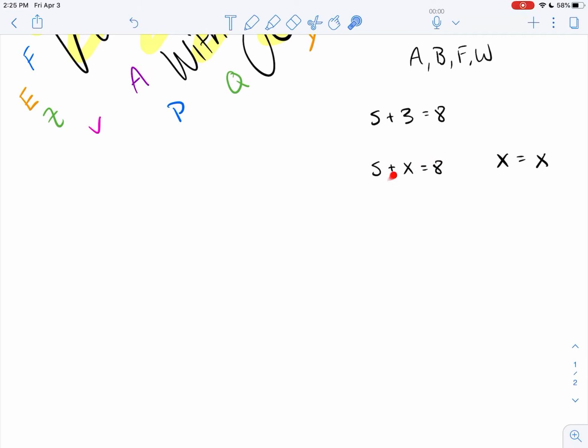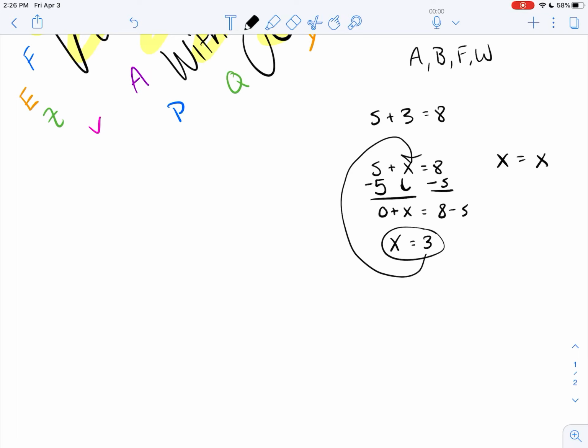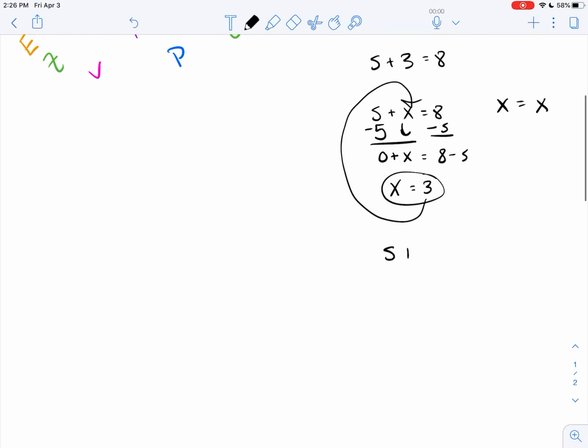So because this is a positive 5, we need to subtract 5, which is going to give us 0. And then go ahead and bring that x down. So you have 0 plus x equals 8 minus 5. 0 plus x is just going to give us x, and 8 minus 5 is going to give us 3. X equals 3. And the way that we make sure that's true is we plug 3 back in for x. Adding 3 back in for x will prove that x really is 3. 5 plus 3 is 8, which we know to be true.